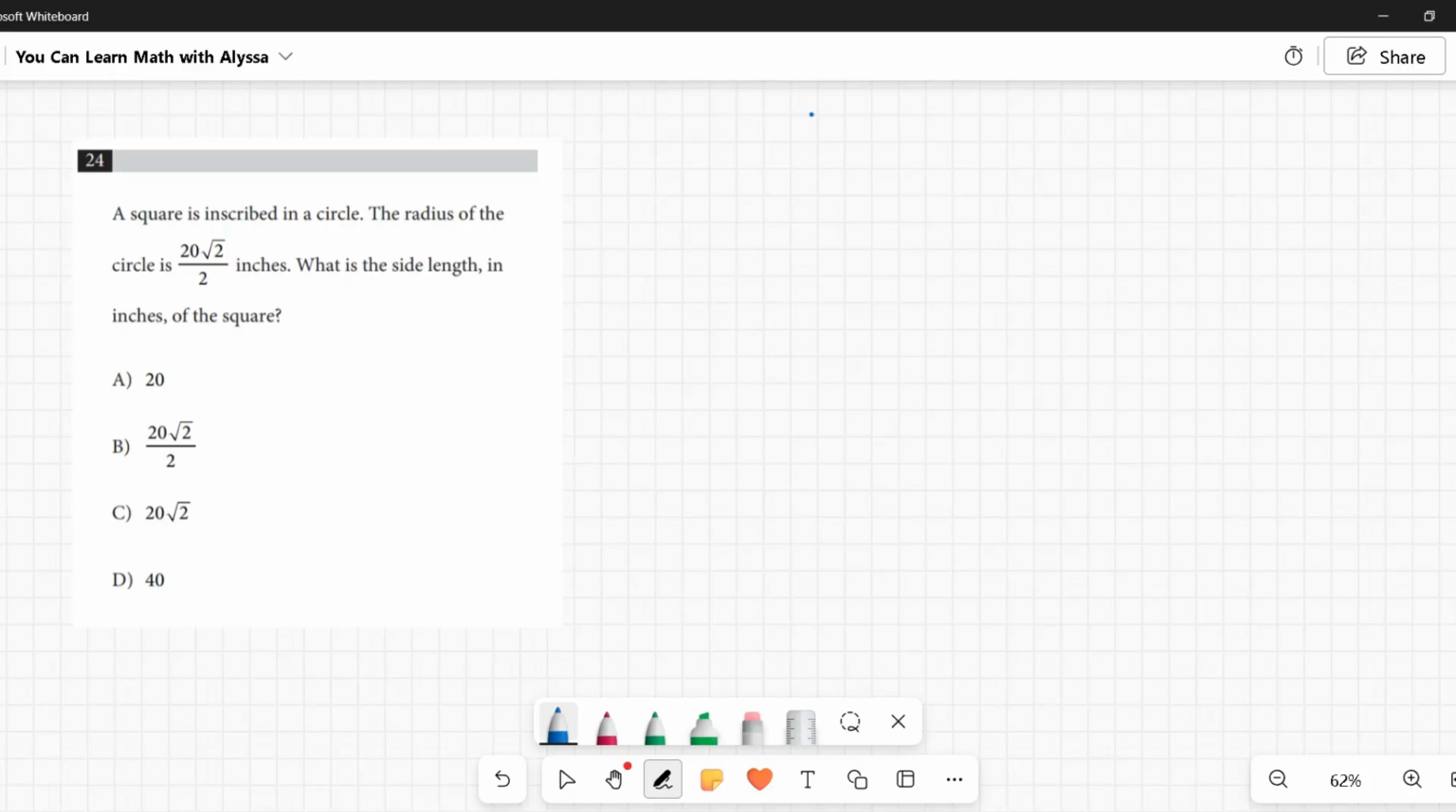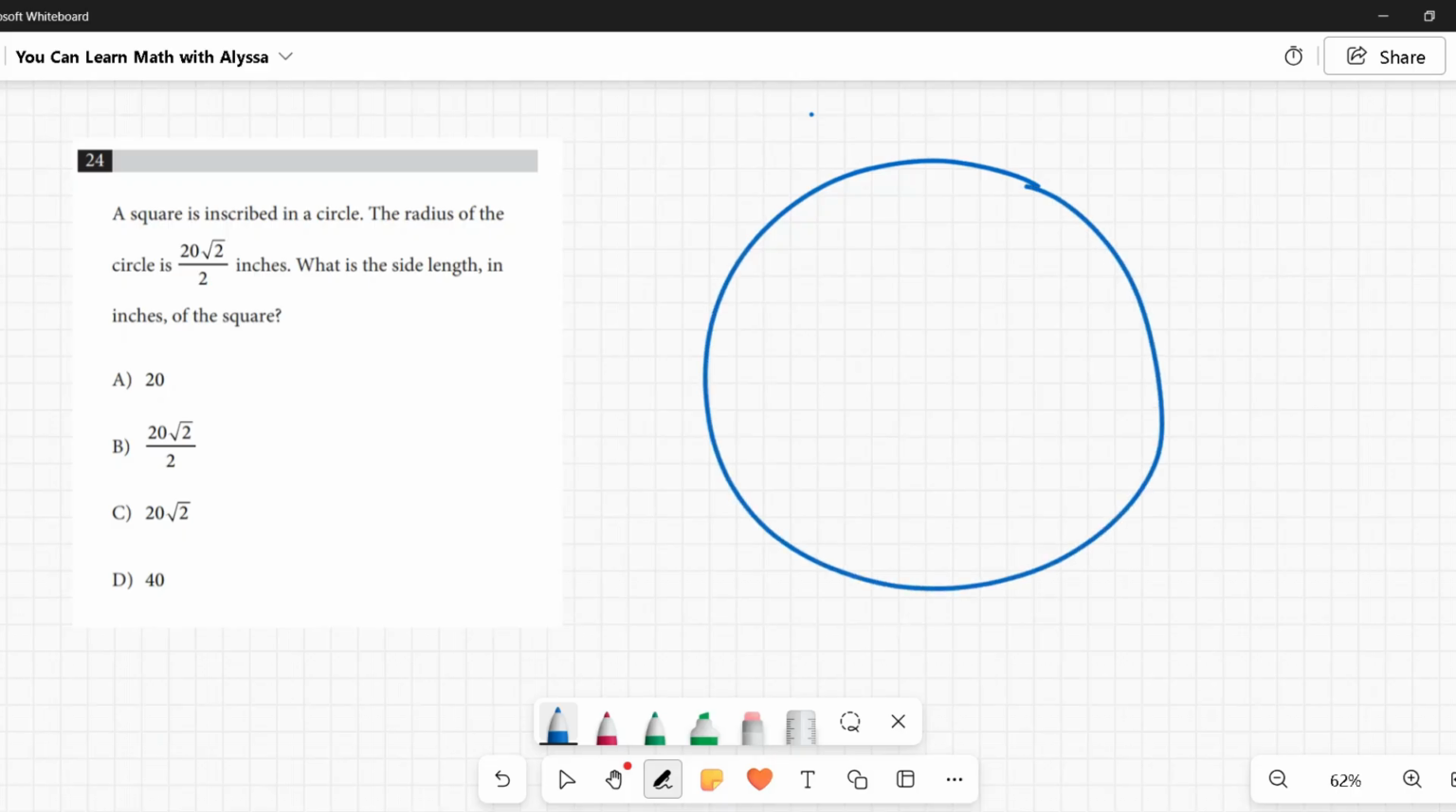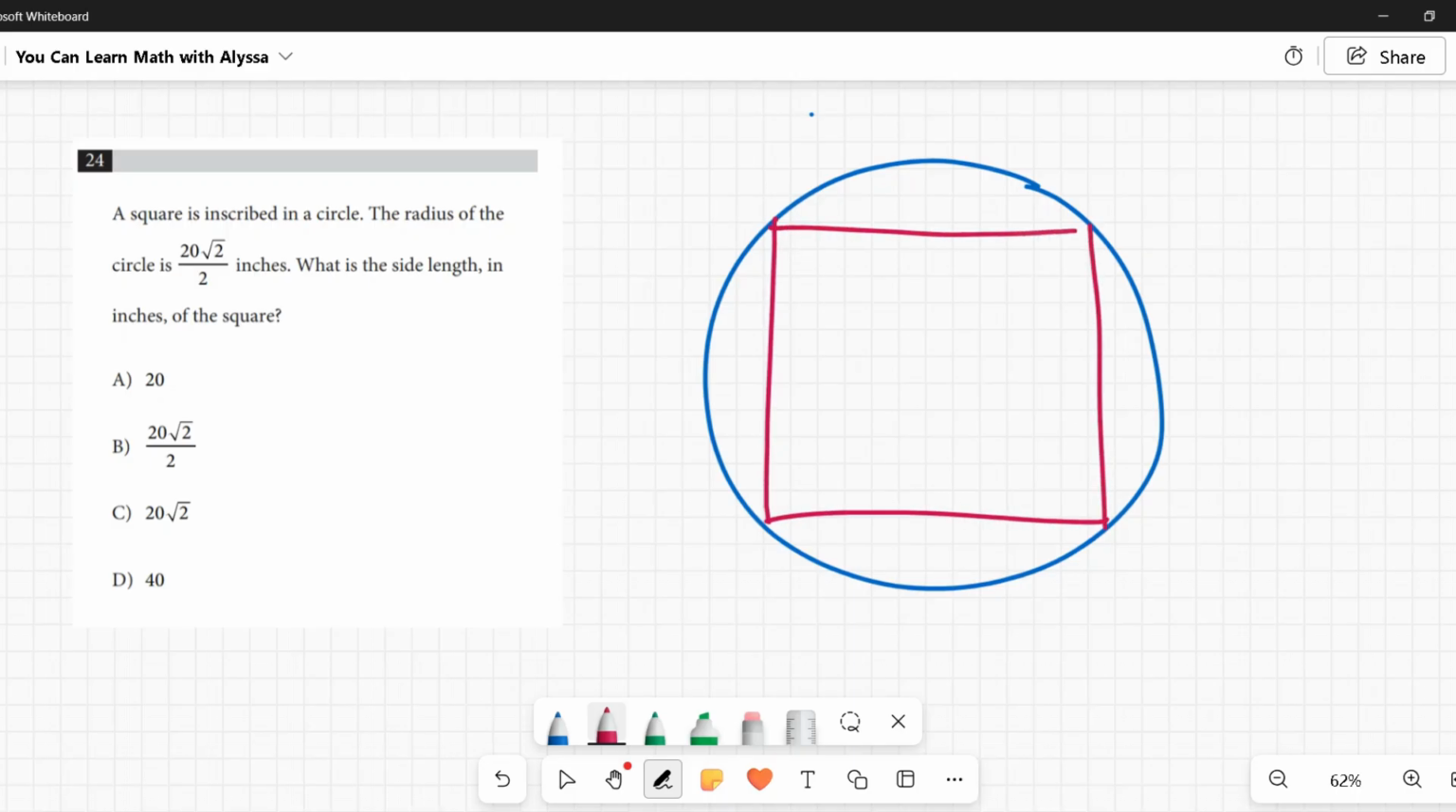I always like to draw things, especially when we're talking about geometry. I love drawing it so I can see what I'm dealing with. Inscribed in a circle means I have a circle and there is a square and all 4 points of the square are on the circle. That is what inscribed means. Okay, so the radius of the circle is 20 square root of 2 over 2 inches.